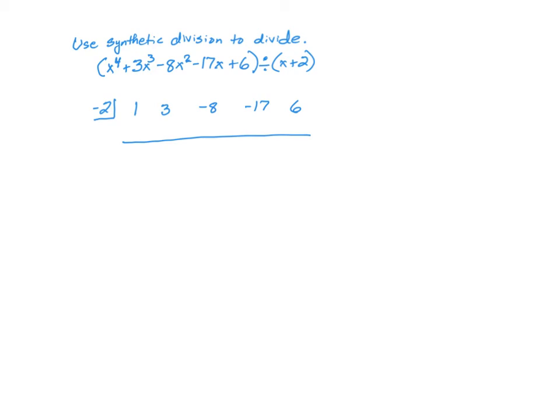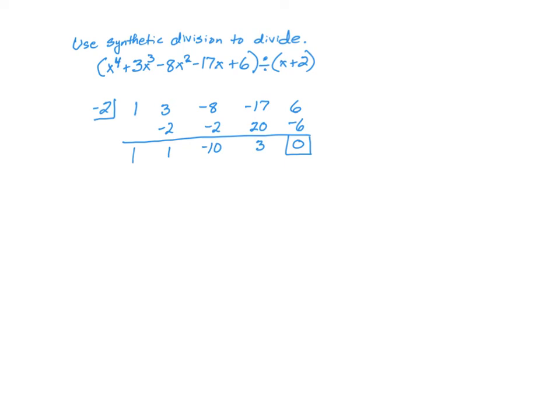So we're going to bring down our 1. Don't forget, that's how you begin. Bring down your leading coefficient of the dividend. So I bring it down, and now the process begins. Multiply these two together, write it down, and add. Multiply and add. Multiply and add. Multiply and add. And here's my remainder.